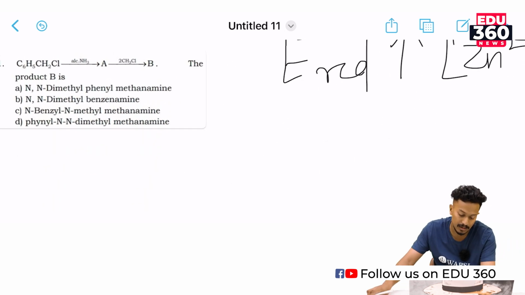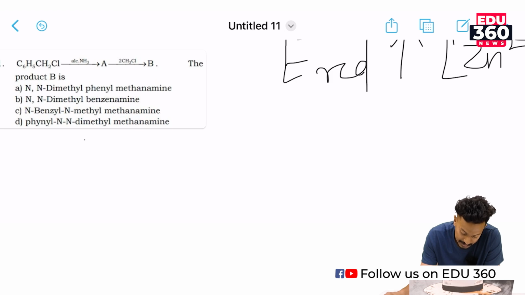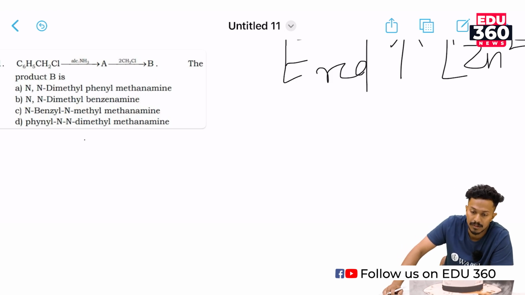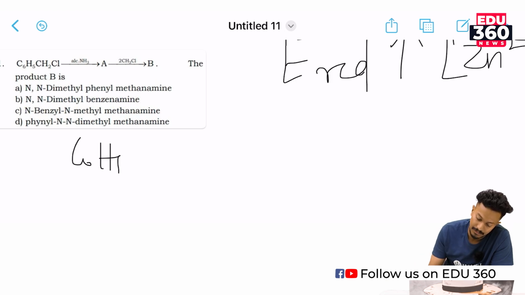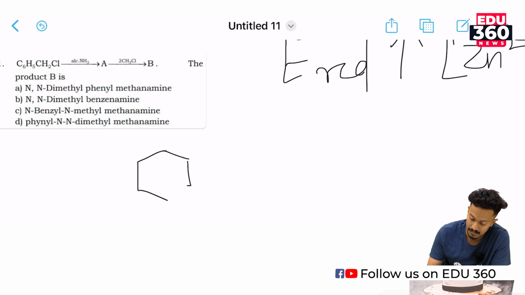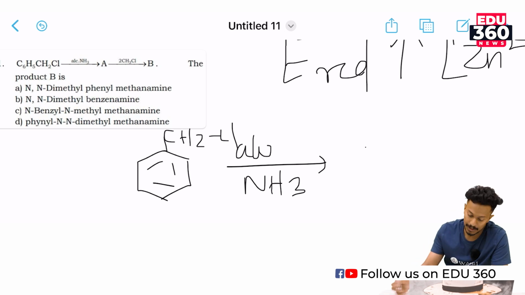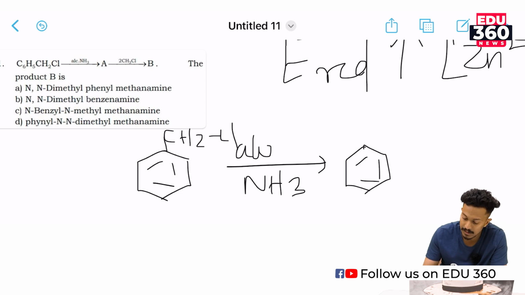Question 11. C6H5CH2Cl when treated with alcoholic ammonia. What is that actually? When this C6H5CH2Cl, which is benzyl chloride, is treated with an alcoholic solution of ammonia, we get a primary amine. We get a primary amine. That's ammonolysis.